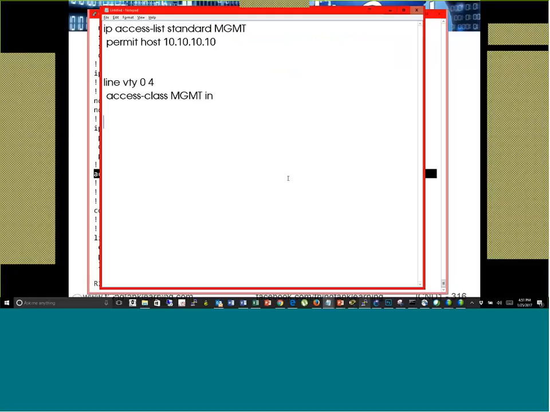So what did I do in this case? I created a standard named access list called MGMT. I'm allowing host 10.10.10.10. Everything else gets denied automatically because of the implicit deny at the end. And then on my VTY line, I simply applied the access list inbound. So it doesn't matter what interface they're coming in from. When the telnet session or the SSH session tries to terminate on the VTY line, unless the host is allowed by the access list, it gets denied.